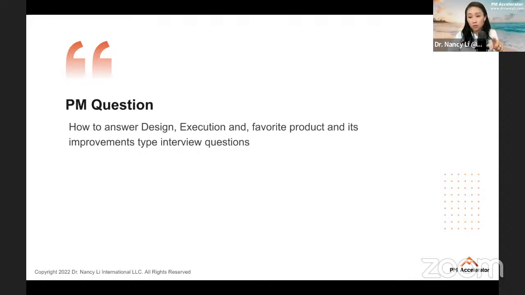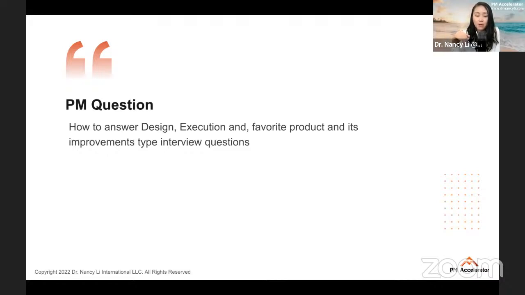Oh, let me answer this question first. Because this is more relevant to today's topic, product design interview questions, fantastic, it covers everything. How to answer design, execution, and favorite product and improvement types of interview questions? Great. Product design, favorite product, and execution use very different frameworks, so let me give you an overview.